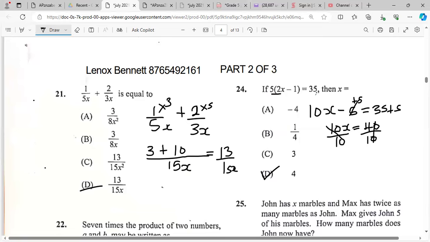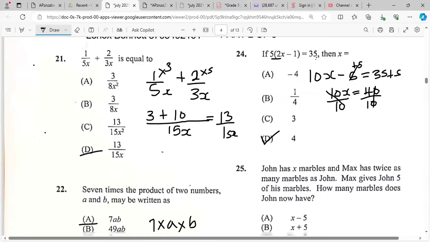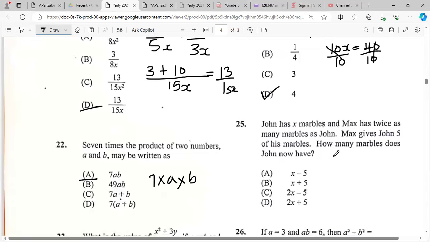Next, we have John has x marbles. So as we go along, guys, just make some little note. This messes up some students. CXC changed up on students, could not identify. So John has x marbles. Max has twice. So twice as much as John would be 2x. And then they say Max gives John 5. So Max had 2x, you're going to minus 5. And John is going to gain 5. Very simple, guys. How many marbles does John have? So that's x plus 5, which is B.